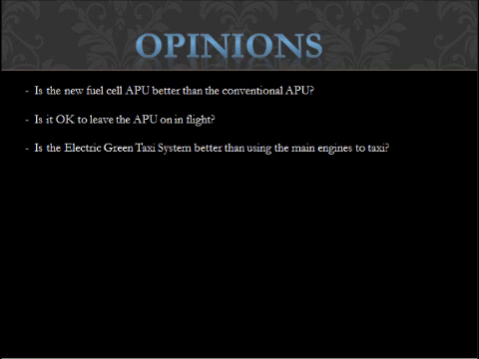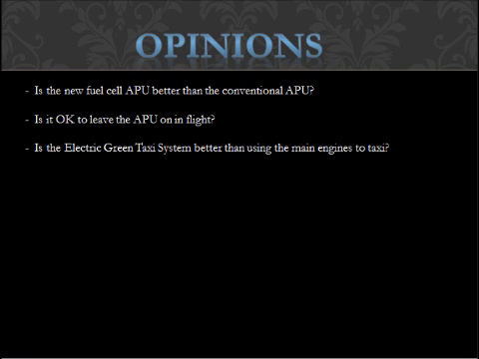Using the electric green taxi system to taxi instead of the main engine. I personally think it's a good idea to use the green taxi system to taxi the aircraft. Taxiing takes up to 4% of the engine's total fuel consumption. The green taxi system uses power from the auxiliary power unit to power electric motors that will be in the wheels for the aircraft to taxi.